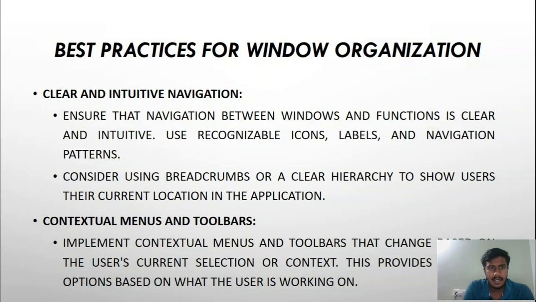Clear and intuitive navigation. Ensure that navigation between windows and functions is clear and intuitive. Users recognize icons, labels and navigation patterns. Consider using breadcrumbs or a clear hierarchy to show users their current location in the application. So here they are using breadcrumbs or a clear hierarchy to show the user's current location.